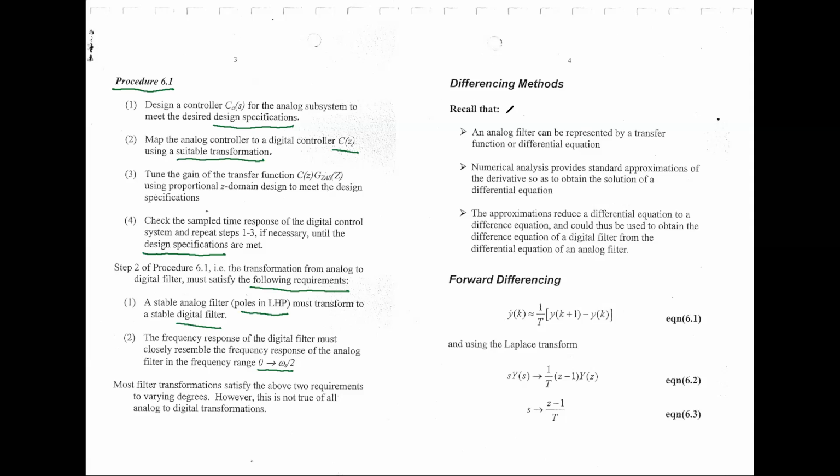Now let's look at the differencing methods. We have already looked at the derivations of this. In these notes, it's given in a slightly different way, where instead of using integrals, derivatives are used. For example, the forward differencing is y dot approximated, using the Euler technique, as 1 over T into y of k plus 1 minus y of k. This is slightly different, but it means the same thing. In my previous notes, it's slightly different, using the integral technique.